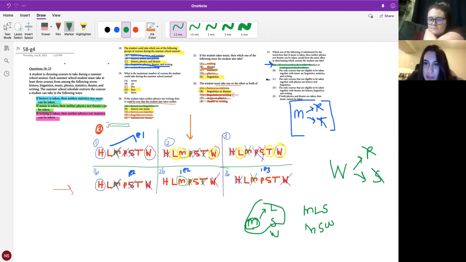The only courses that are eligible to be taken together with physics are history and linguistics. So what I would look for is physics. And is that true? Does that do it? History and linguistics? I don't think it does. It doesn't do it because it doesn't do anything for theater. Like in World B, we could have theater there. So that's not a good option.